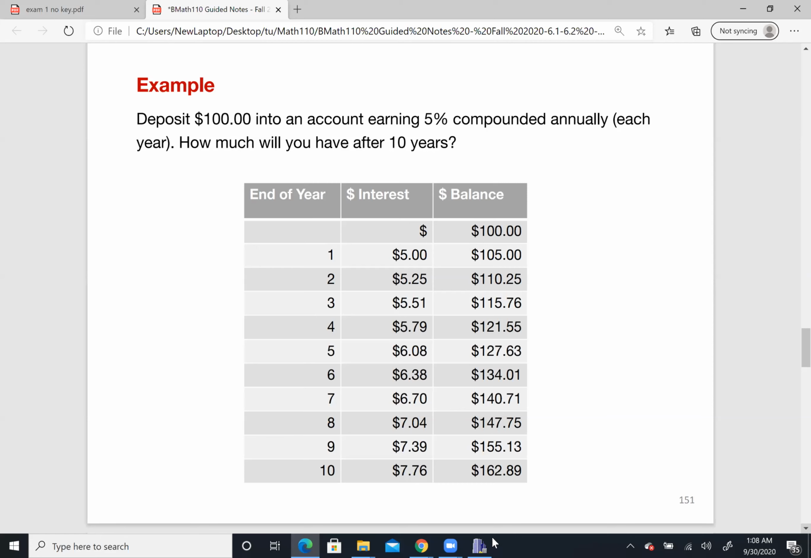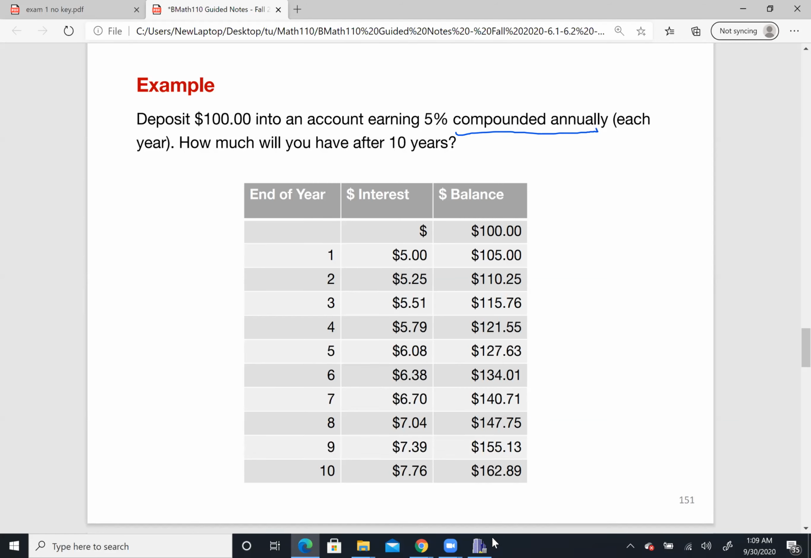I want to deposit $100 into an account that's earning 5% compounded annually, which means each year. So in here the rate is compounded. It's not simple anymore. So how much will you have after 10 years?